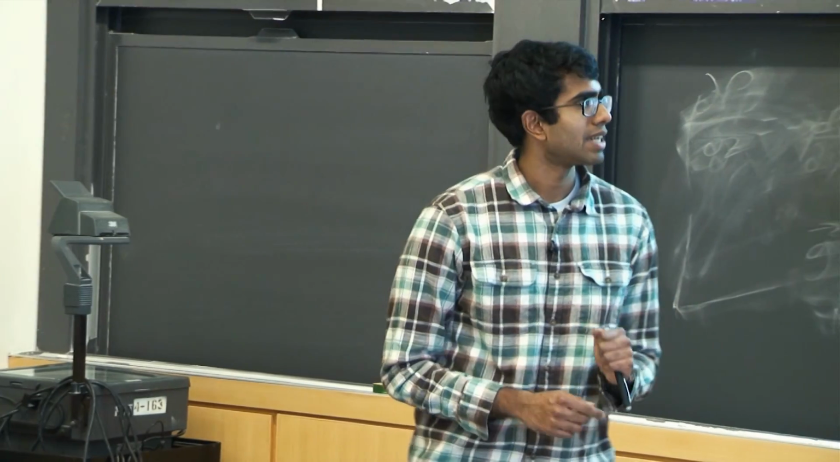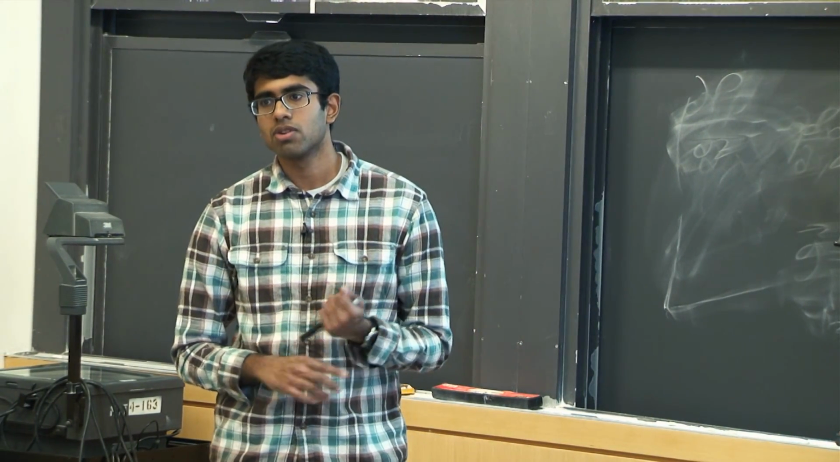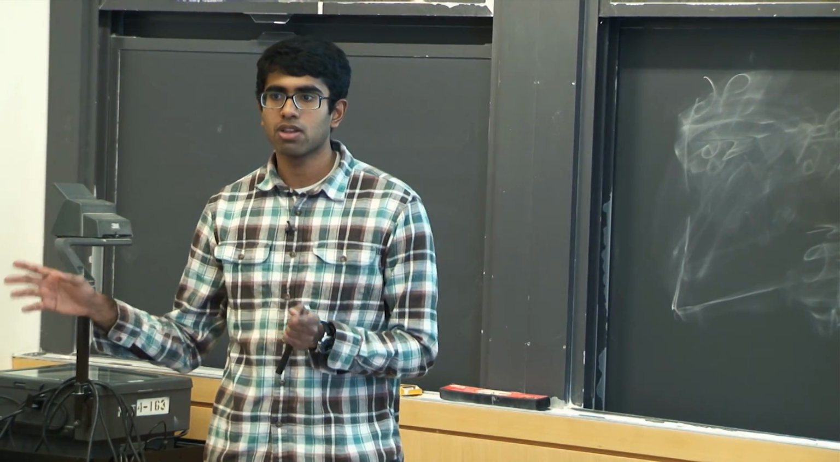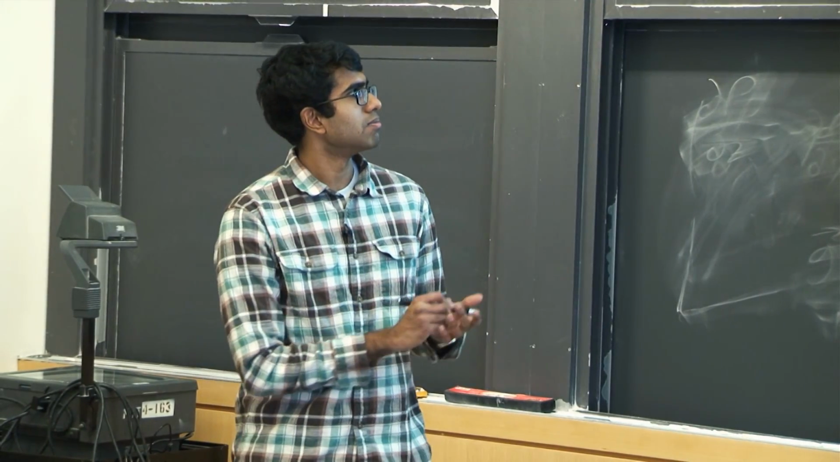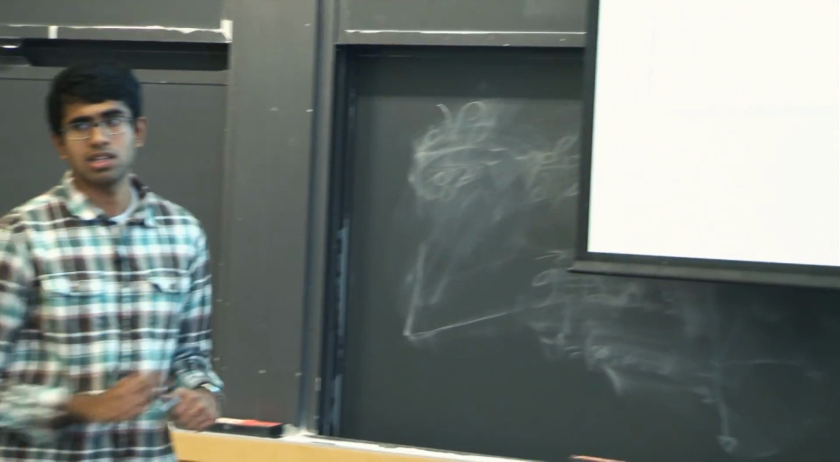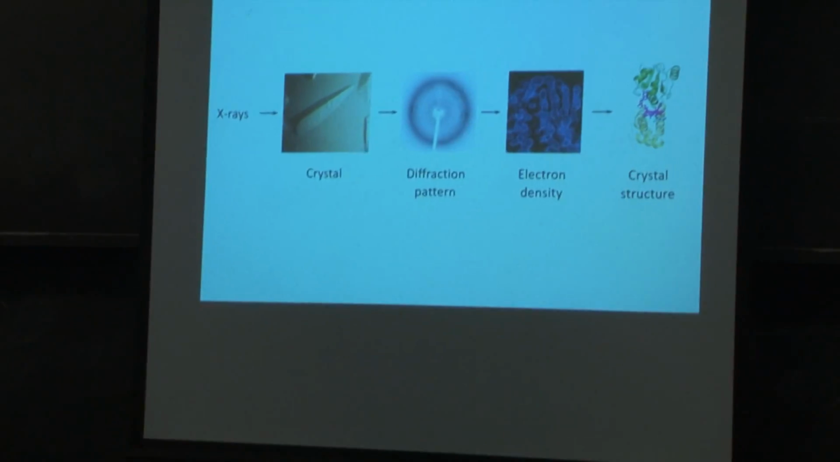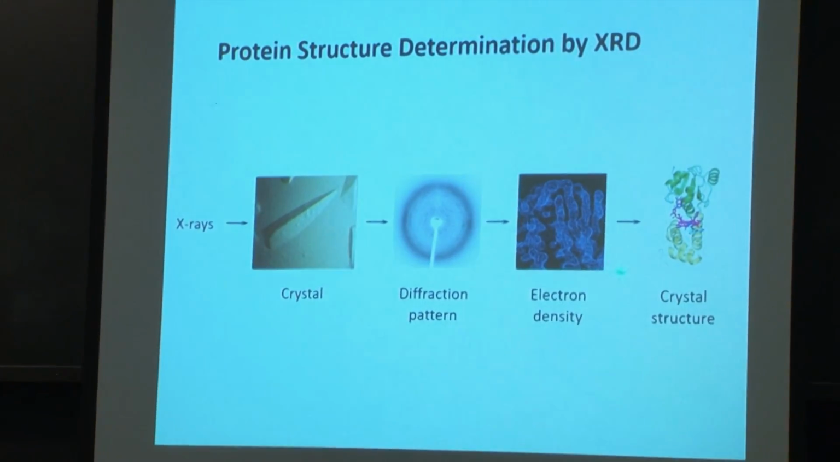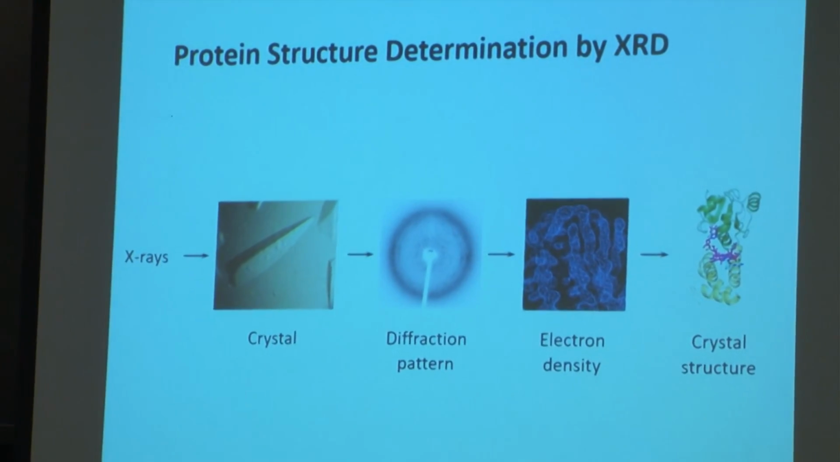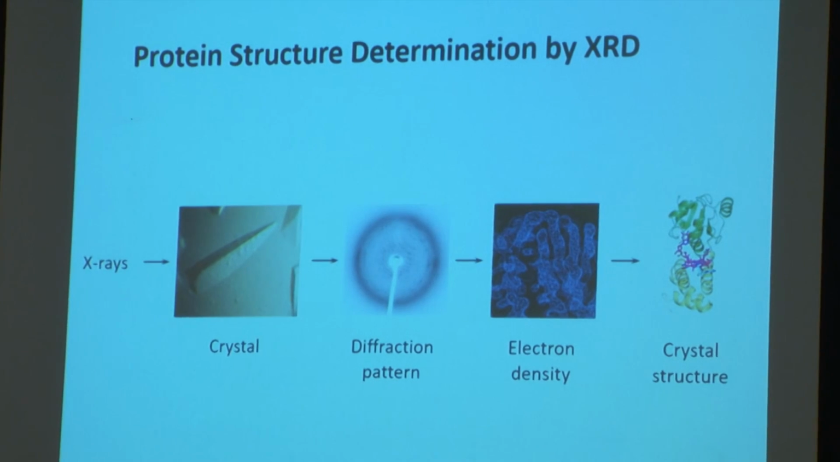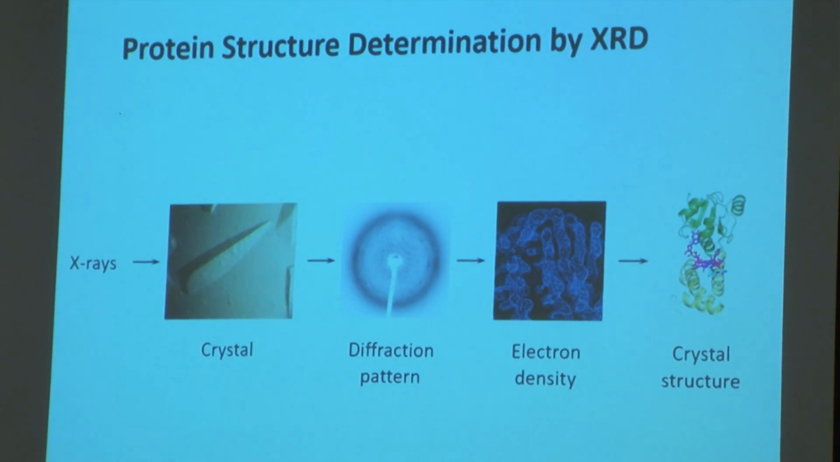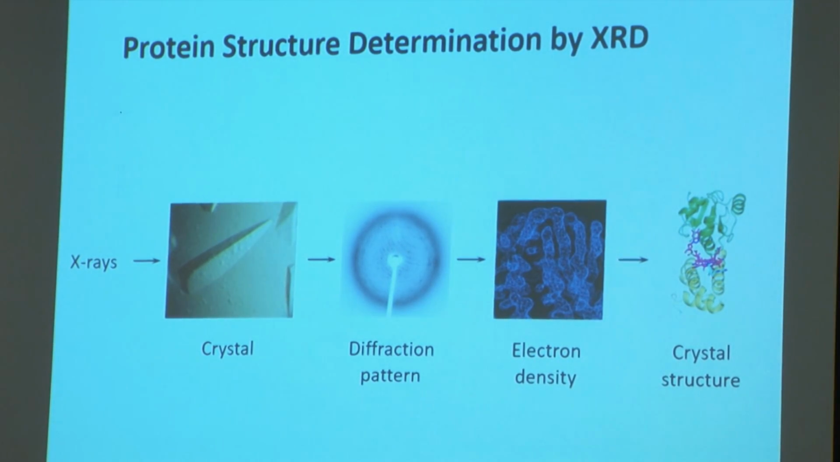And for more information, I actually have a resource at the end that goes in depth into the math of the process. But just briefly, this diffraction pattern is collected into what's called reciprocal space. And to go from this to electron density, you need to do a Fourier transform into Hilbert space, which is what electron density is based in. But I'll provide a reference for more information on that.